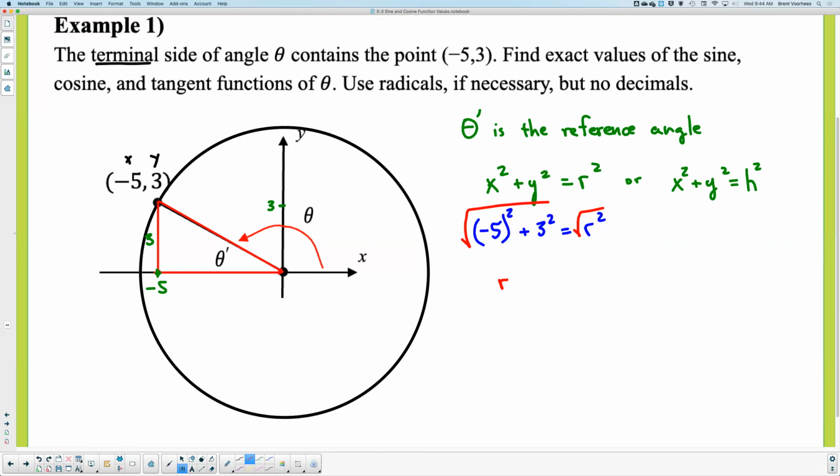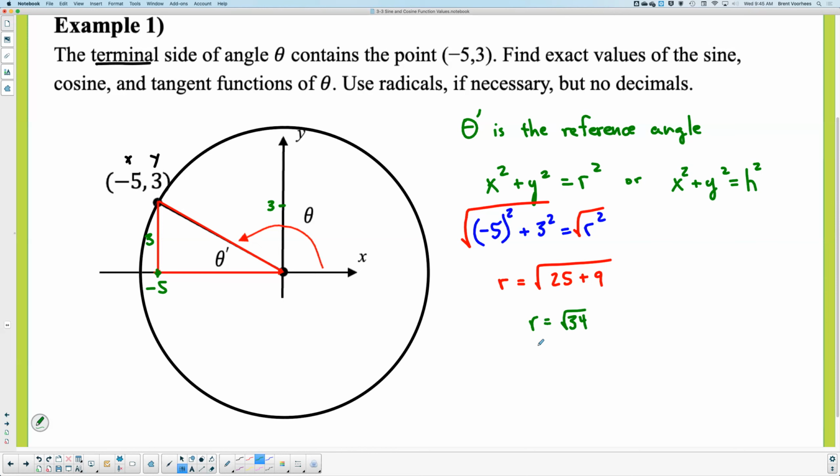So here's how they come up with their formula that r equals the square root of. What's negative 5 times negative 5? 25. Very good. And 3 times 3? 9. 25 plus 9 is not 36, but 34. Now, the question is, can I reduce the square root? Because you will have to reduce it.